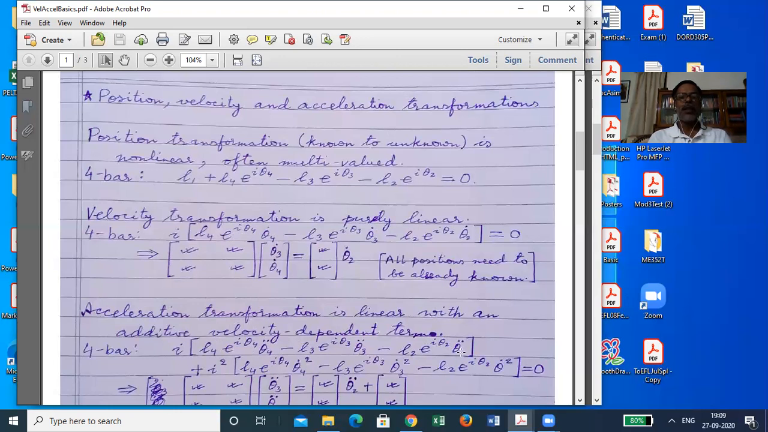This should be theta 2. Similarly, this should be theta 2. Theta 2 double dot, and here theta 2 dot square. So acceleration transformation turns out to be linear, that is acceleration to acceleration, known acceleration to unknown acceleration, with an additive velocity dependent term, which is this.